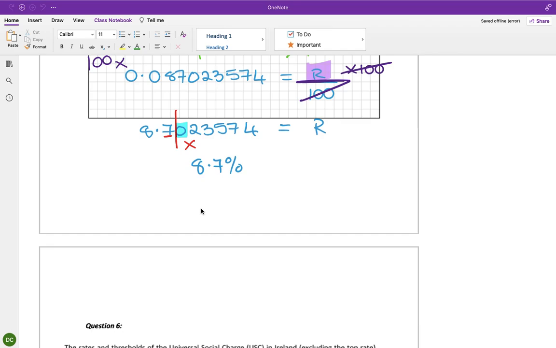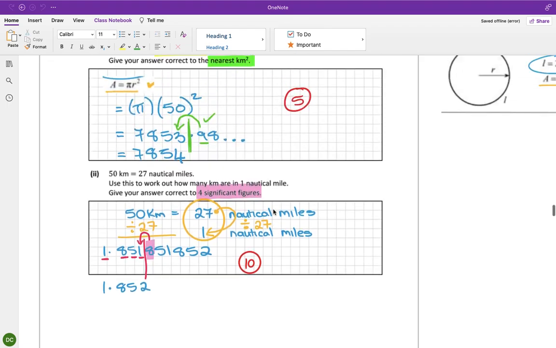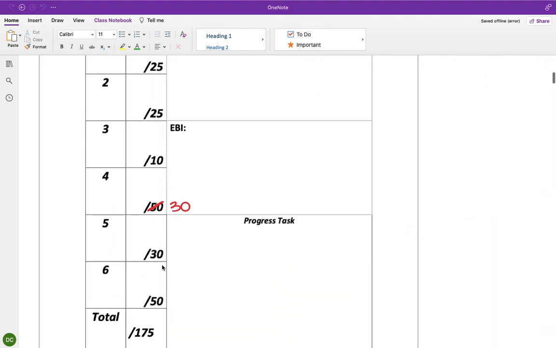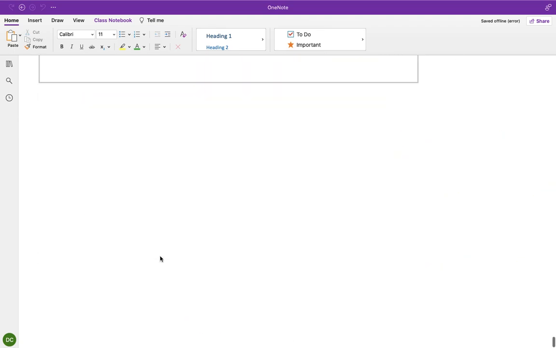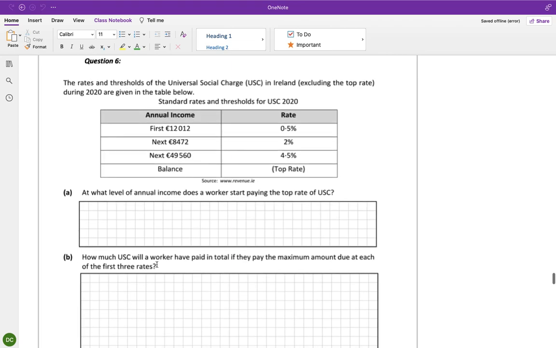Okay, and for all of these, there's attempt marks. So 10, 10, and 10 is worth 30. Where's it gone? Yep, 30. Okay, and then the last question is here.